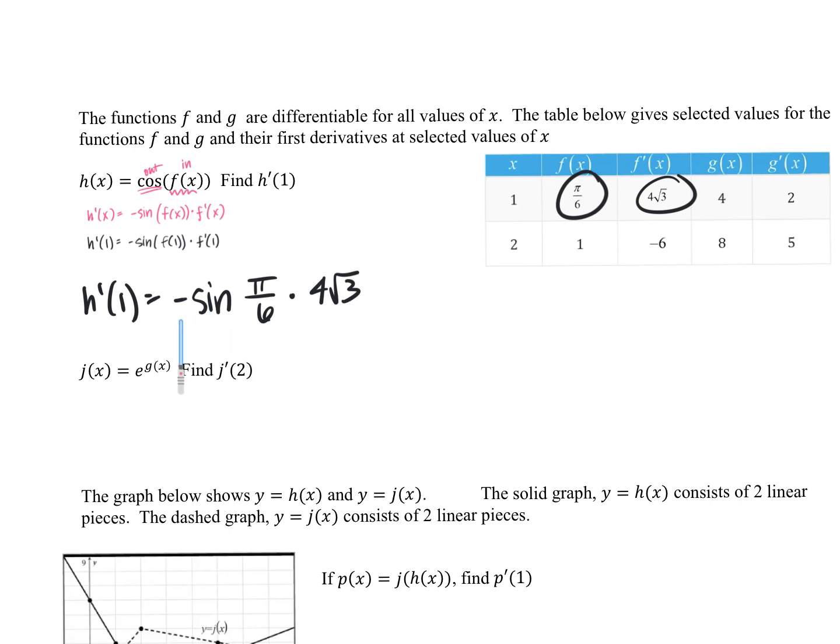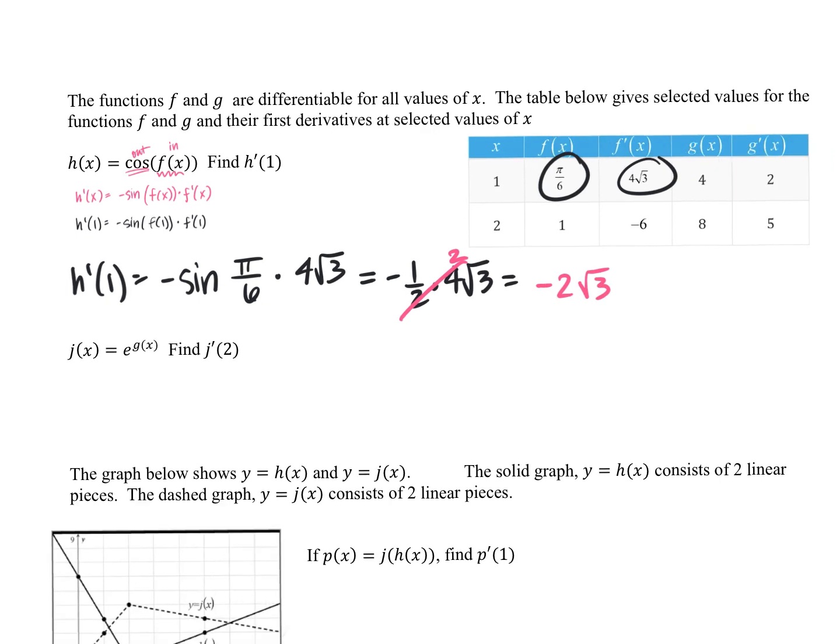So we got to think about this unit circle. Pi over 6. The first one. What's the sine there? 1 half. Negate it. Negative 1 half times 4 root 3. Final answer. Negative 2 root 3. Awesome.